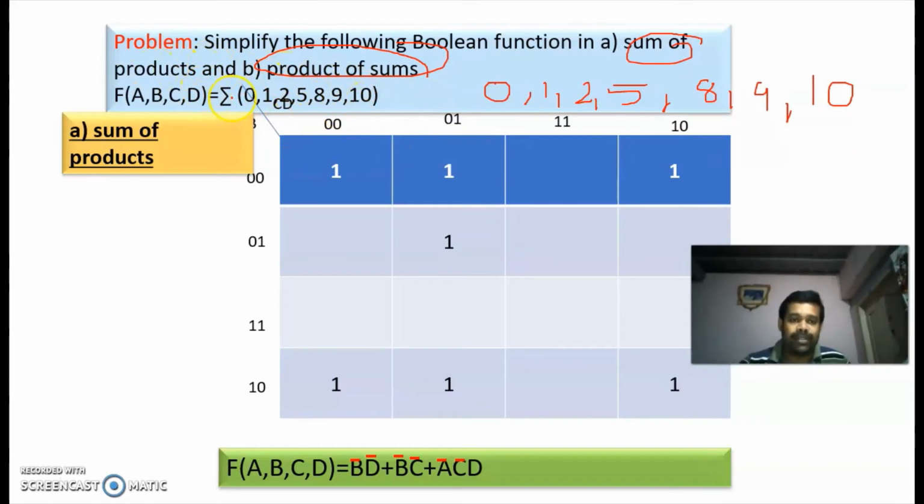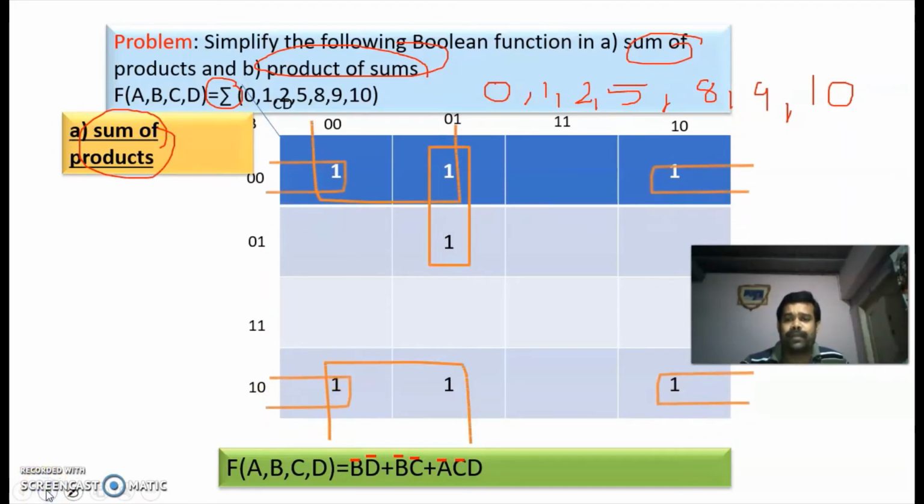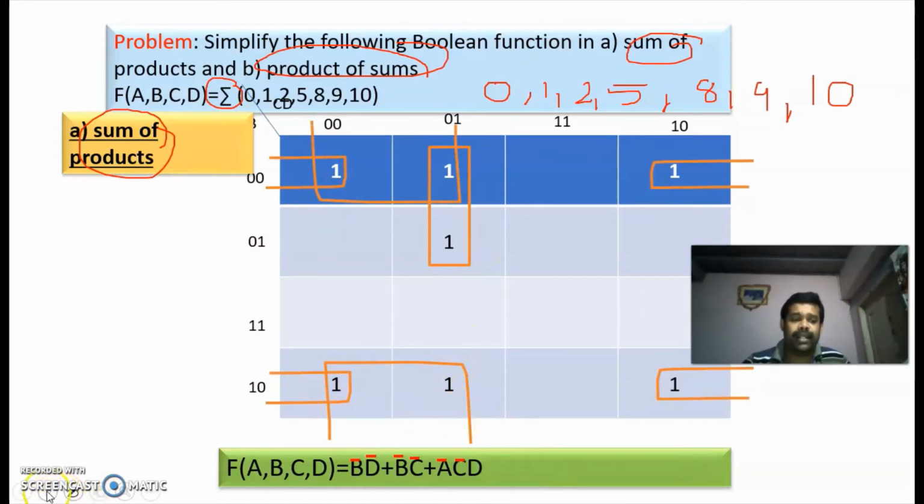SOP means the given question is in SOP. So you have to plot the given numbers in the corresponding cell with 1. So since it is SOP, you have to plot as 1. Then you have to group. Then you have to write the expression. Then next one is you have to go for POS.